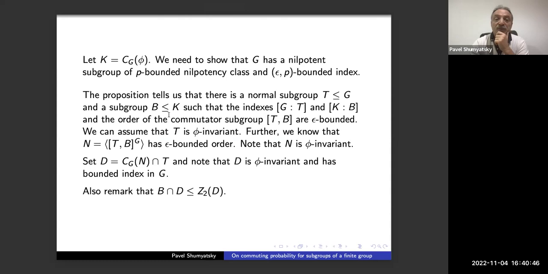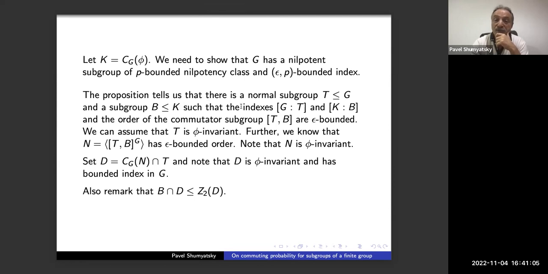So now about the proof. Let K be the centralizer. K has high commuting probability in G, and we need to show that G has a nilpotent subgroup of bounded class and bounded index.